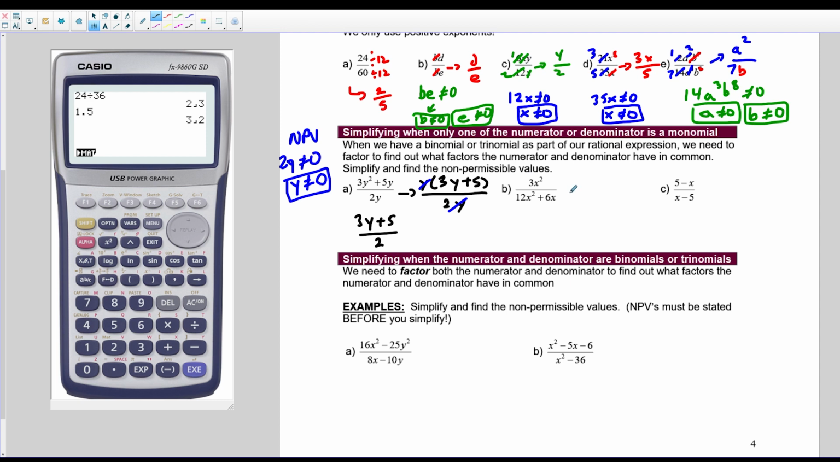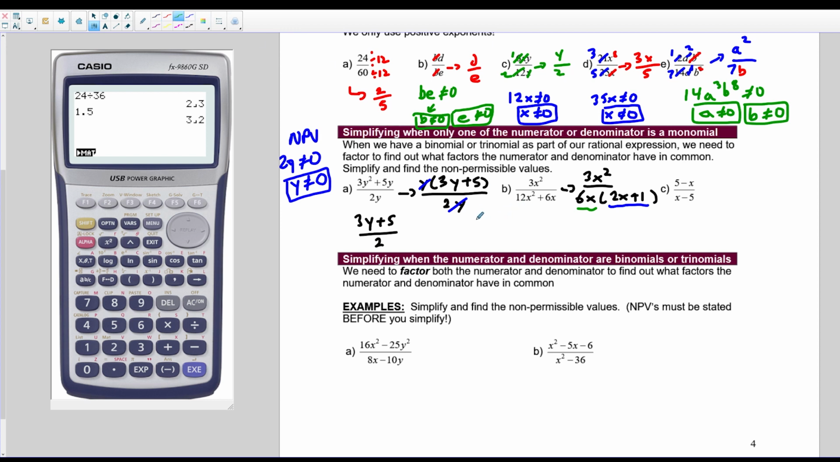For the second example, we'll notice that we need to factor out the bottom here. So the 3x squared can stay the same up top. On the bottom, we'll notice that we can factor out a 6x. And we're left with 2x plus 1 inside of the brackets here. And from there, we have two NPVs, one coming from the 6x and the second one coming from the 2x plus 1.